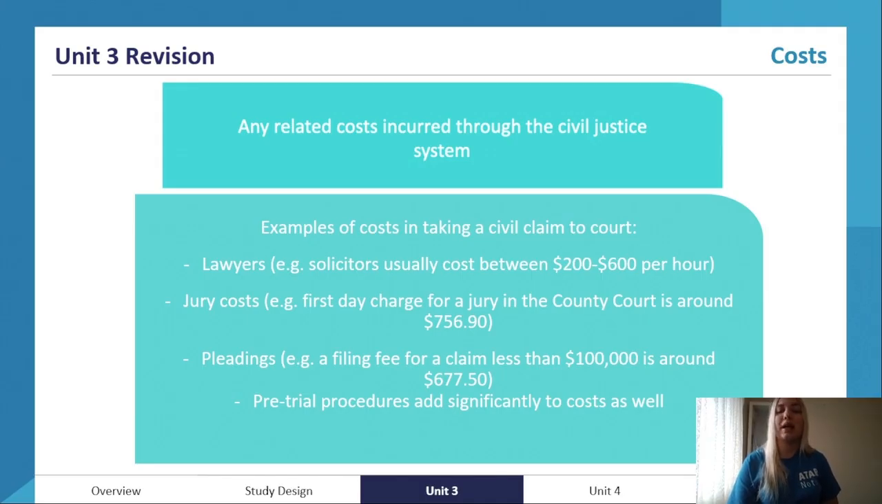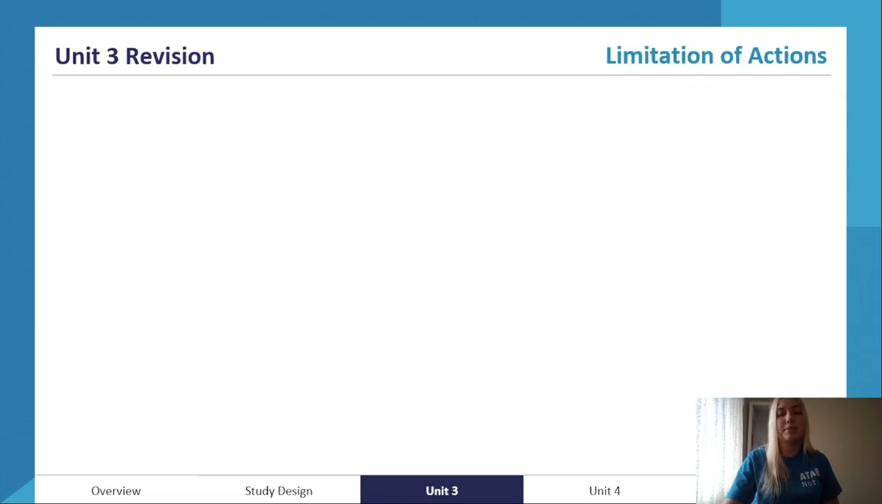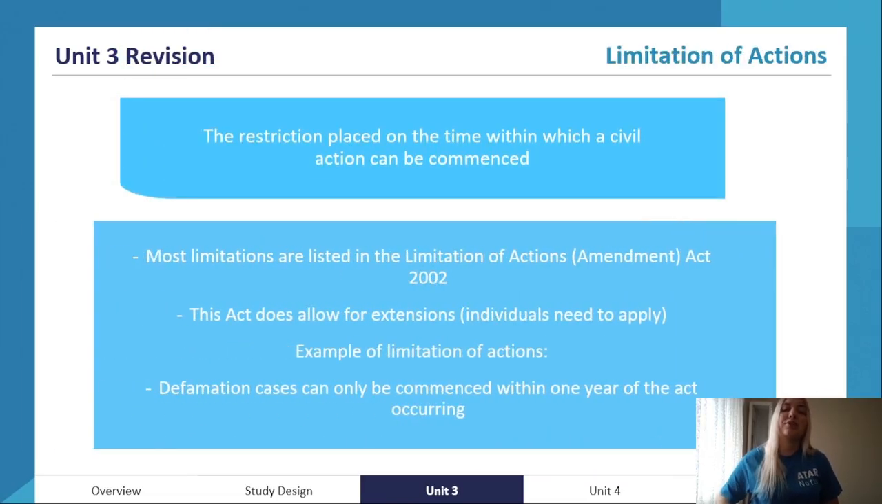Pre-trial procedures as well add significantly to costs, also because we have to continue to pay for a lawyer and a solicitor throughout even pre-trial procedures. Another factor is the limitation of actions. This is where you look at if it's too late for the plaintiff to initiate a civil dispute, or it might soon be too late, discouraging them, making them literally unable to initiate a civil action.